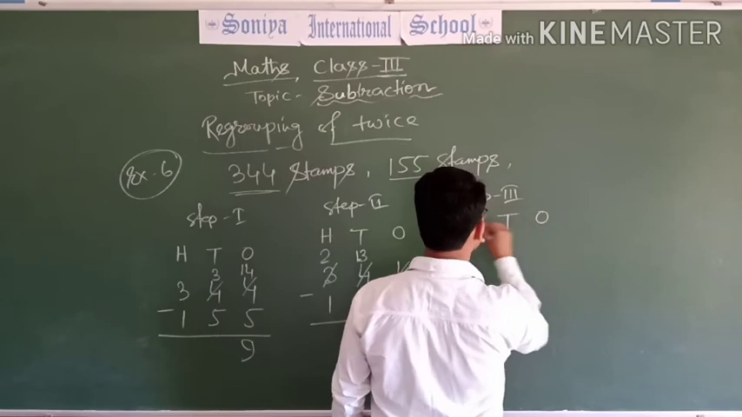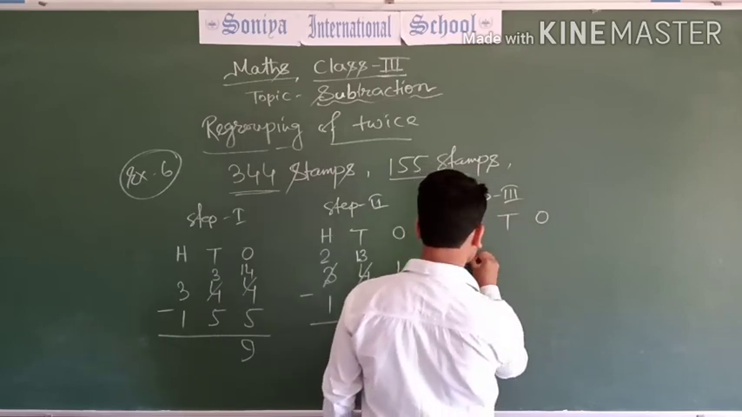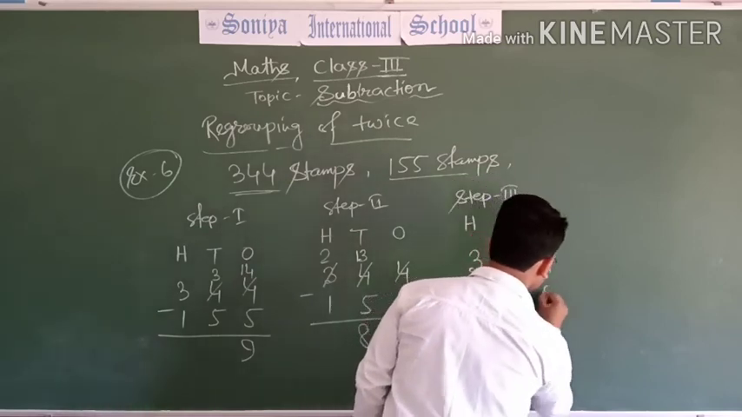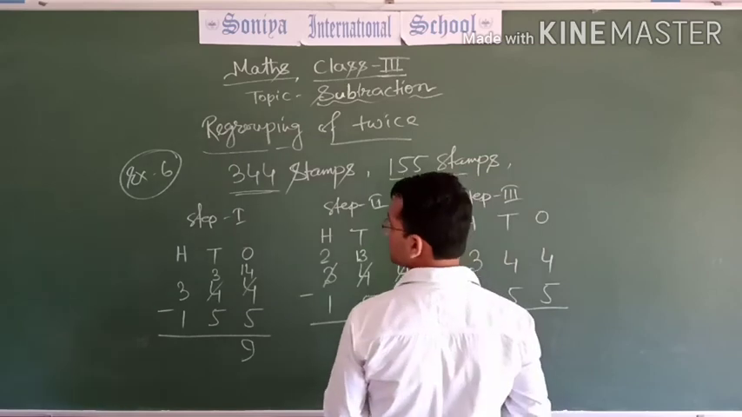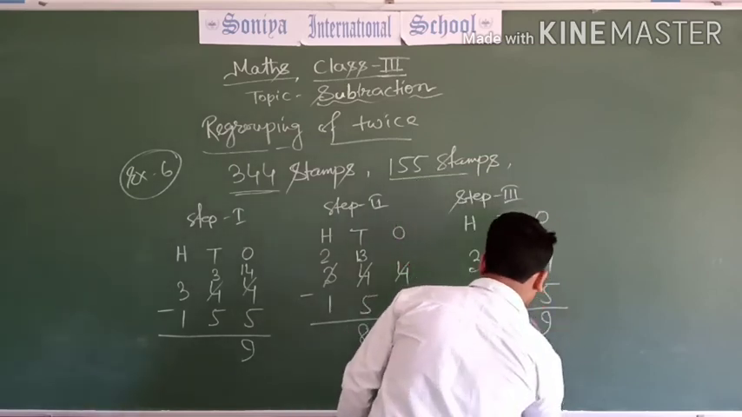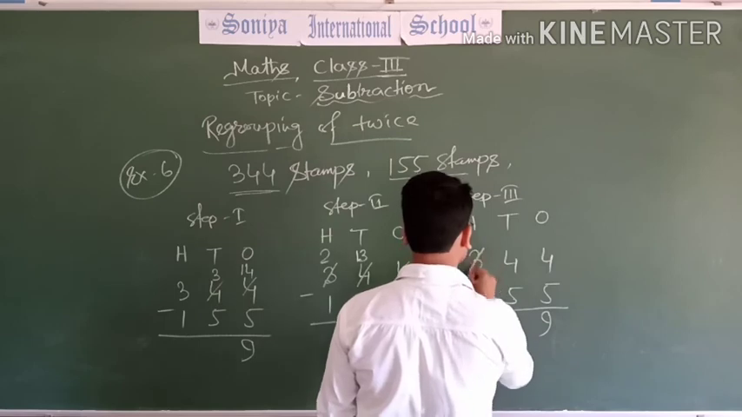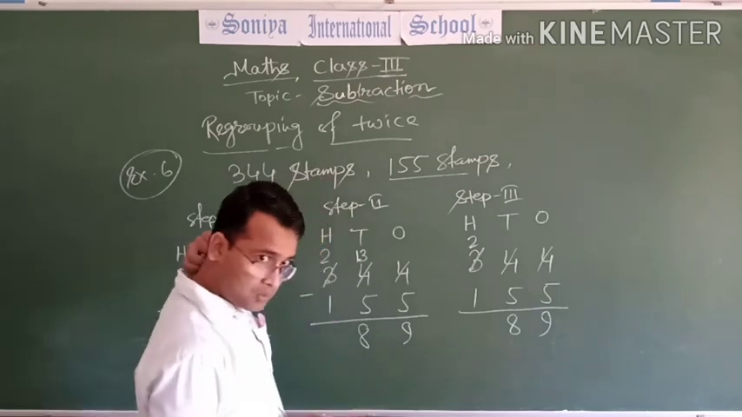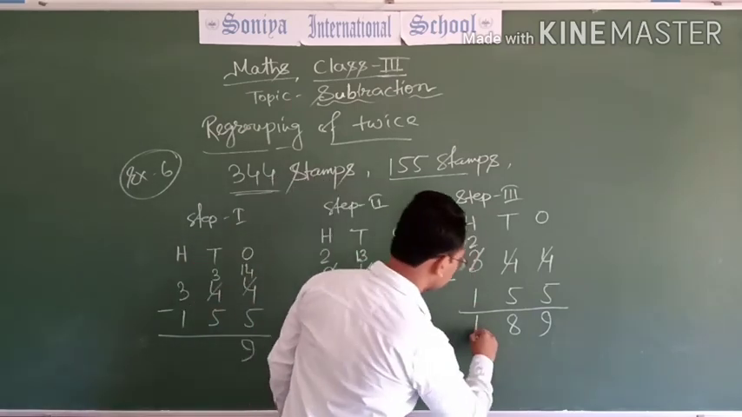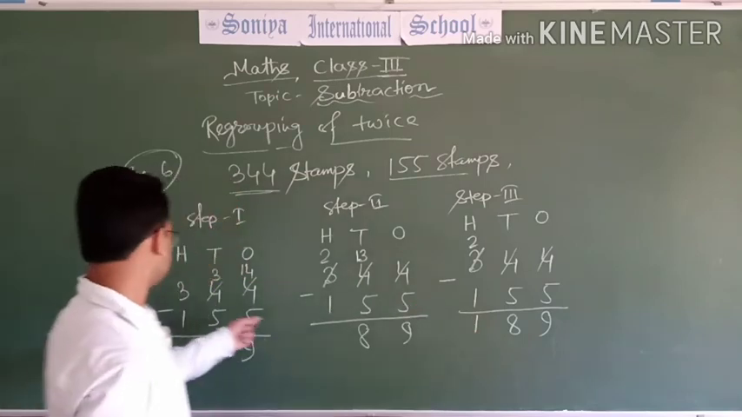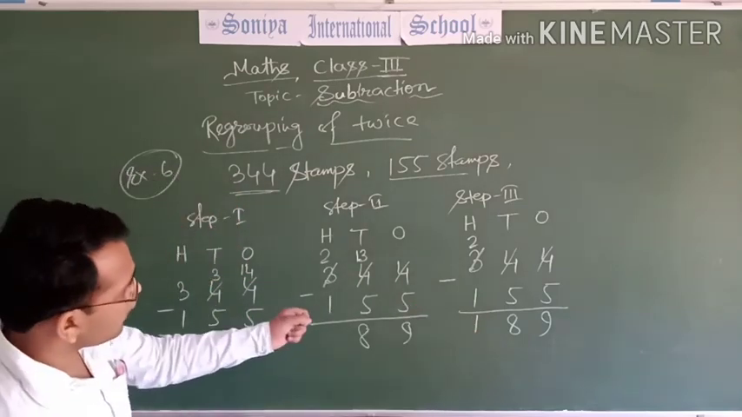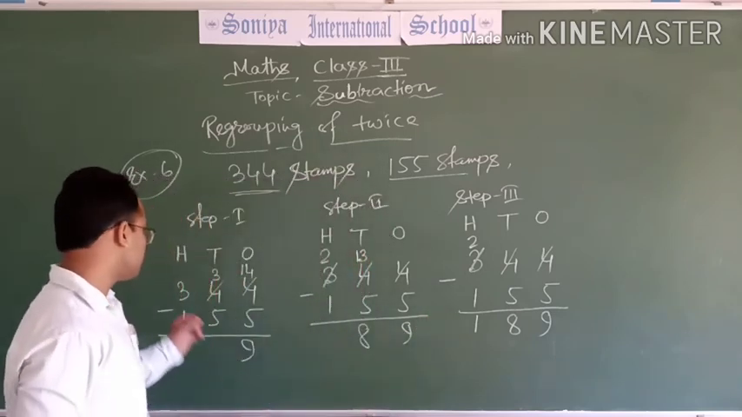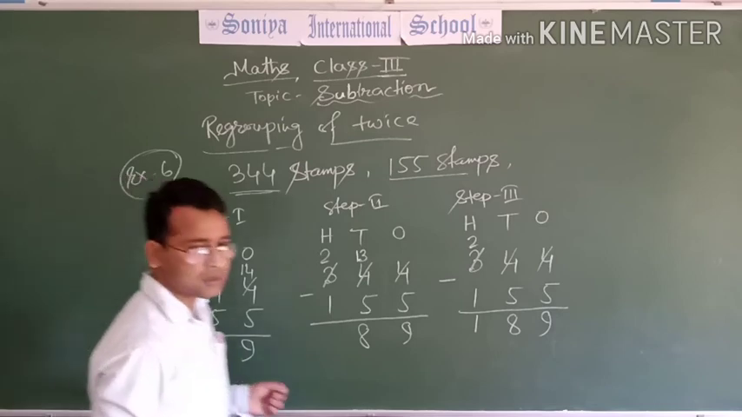Now going on to step 3. Ones, tens, hundreds, 344 and 155. We got from step 1 and step 2, 9 and 8. And here 2, that was crossed out. So 2 minus 1 is equal to 1. So the result is 189.